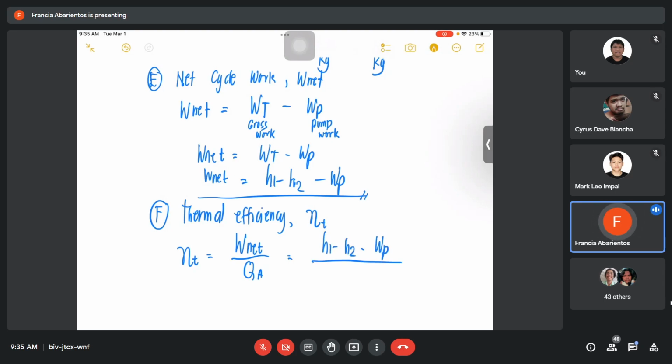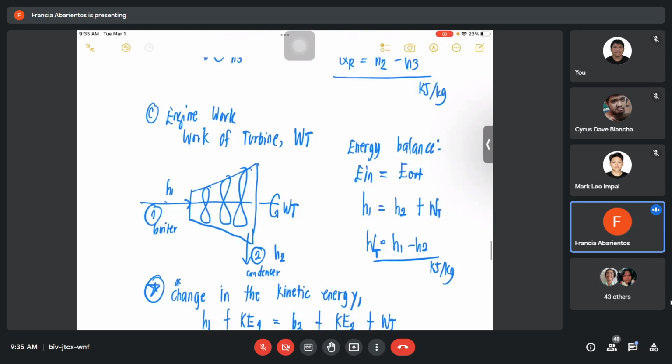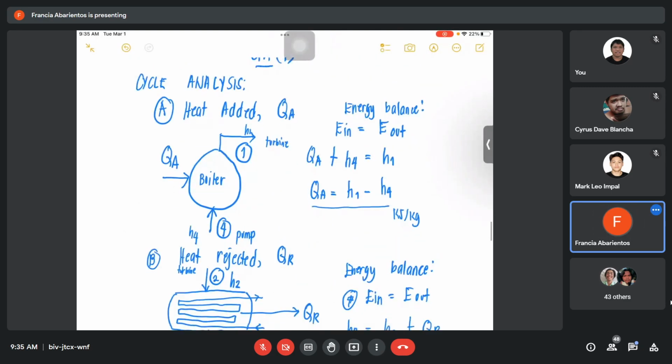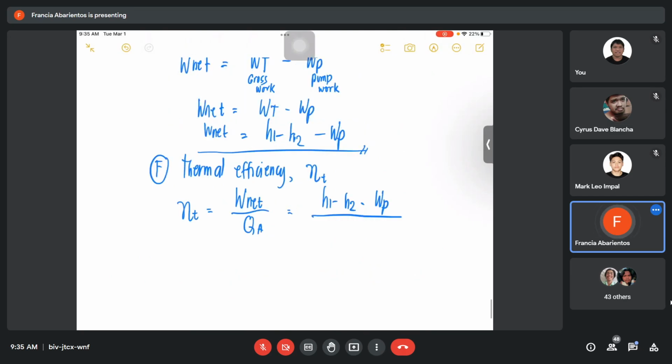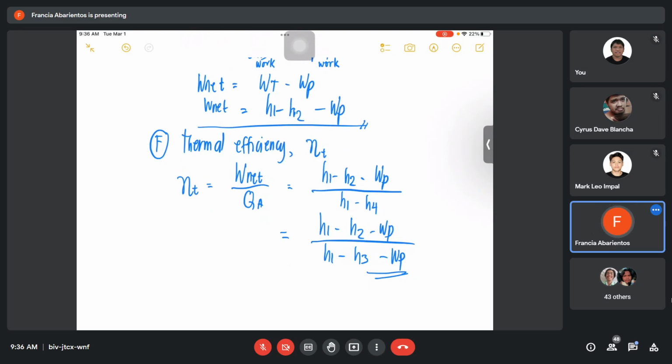Ano yung heat added natin? That is also equal to the heat added, H1 minus H4. Tama ba? Heat added, QA. Yeah, tama. H1 minus H4. Or some of the books, this is H1 minus H2 over H1 minus H3 minus work of the pump. Ayan. Para malito kayo. Pero pag dinerive nyo to, class, ginamit nyo dito yung exact pump work. Okay? So, this is now the thermal efficiency.